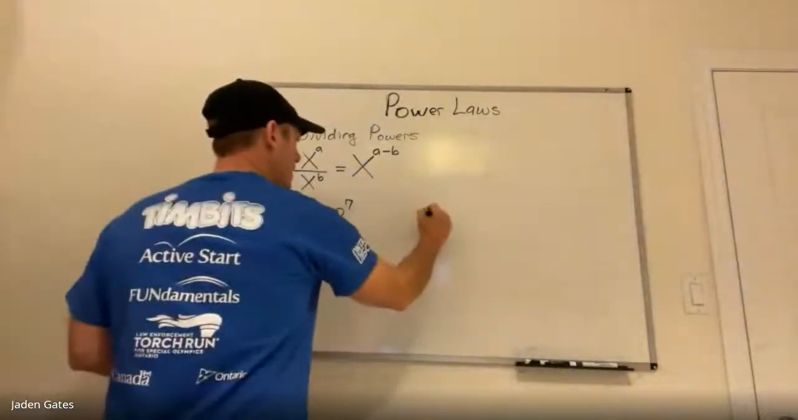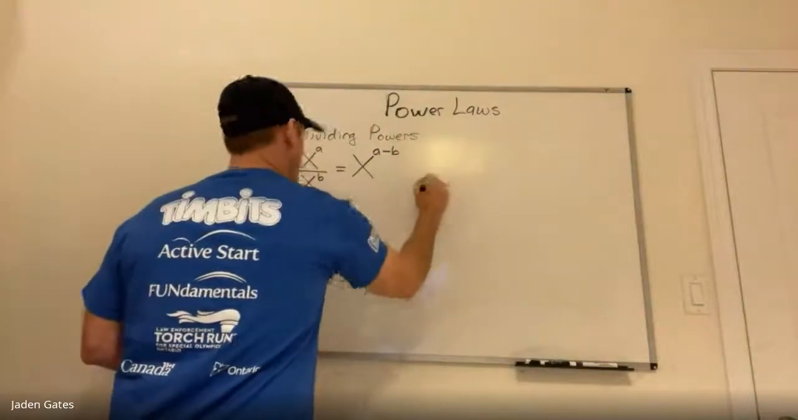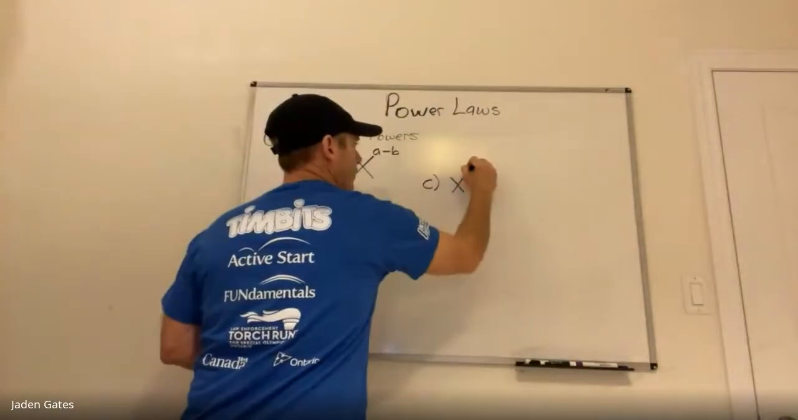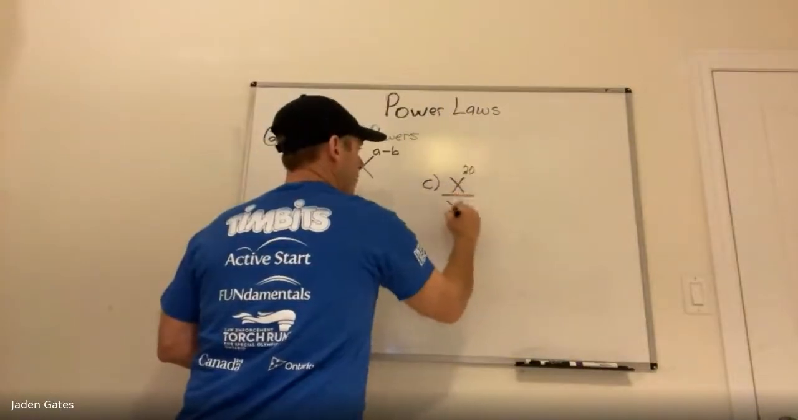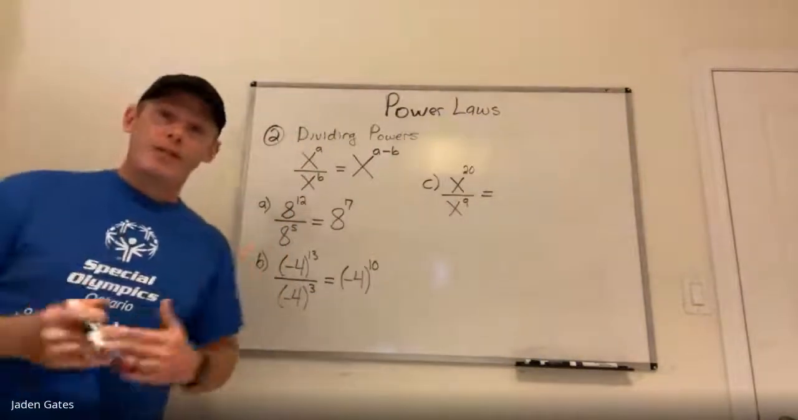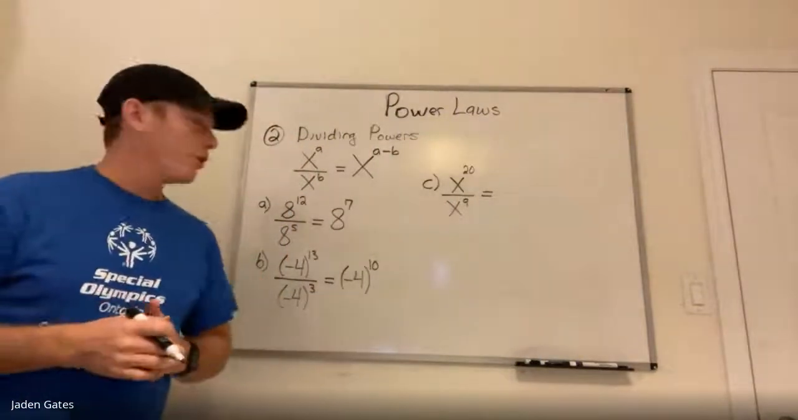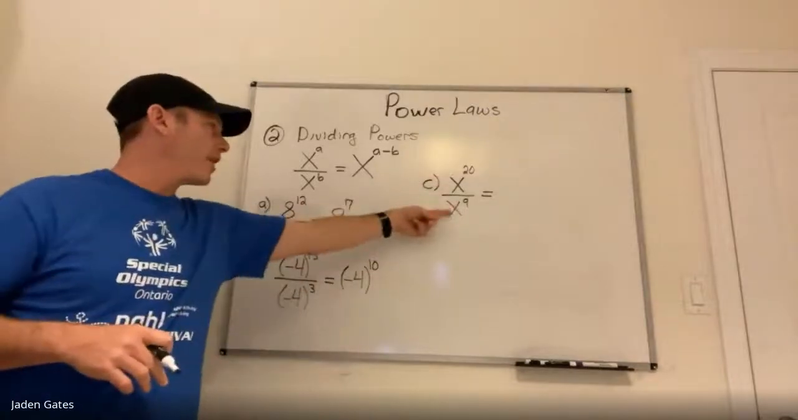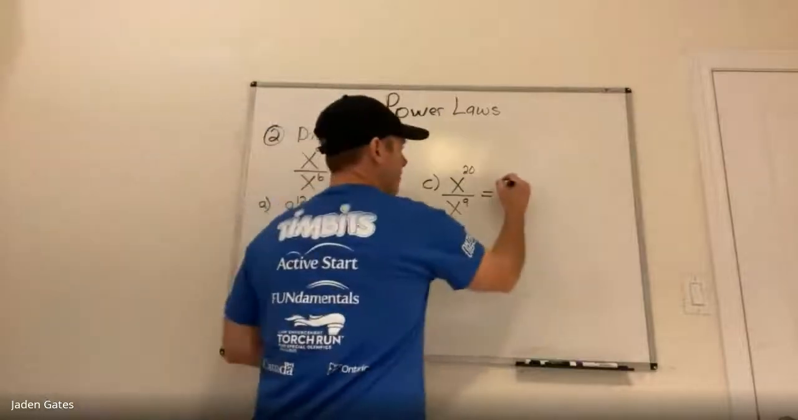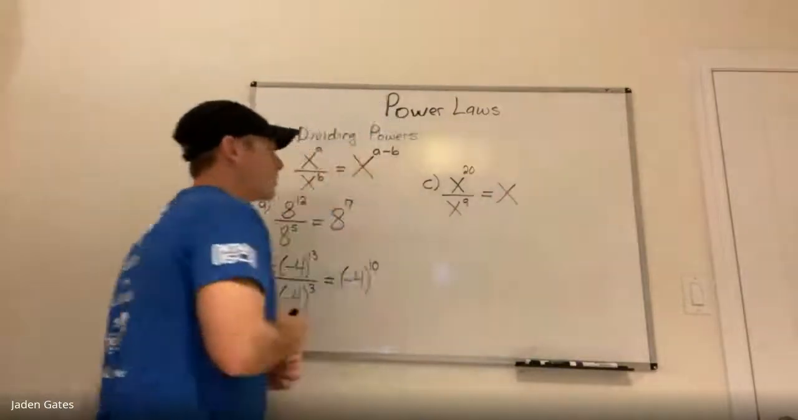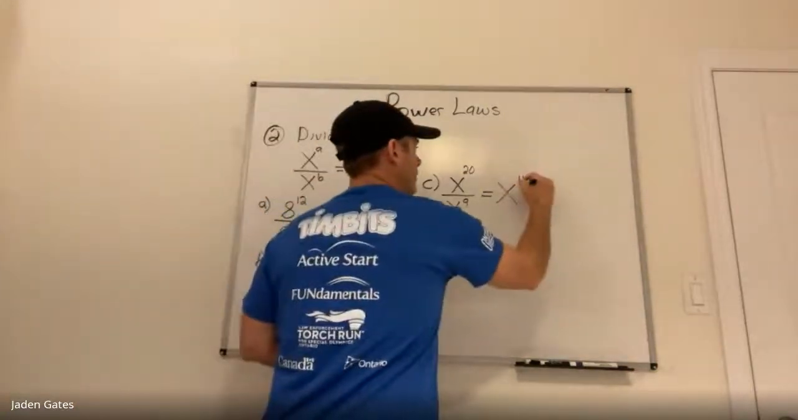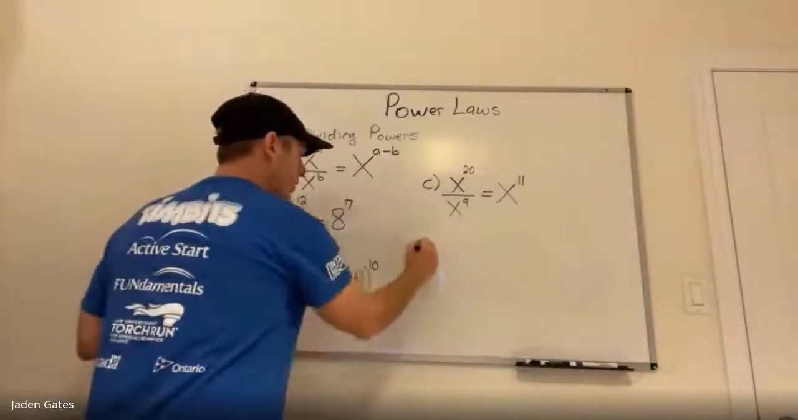All right. Let's see here. C. What do we got? X to the power of 20 divided by x to the power of 9. All right, again, I don't know what the base is, other than the fact that it's x. I don't numerically know what it is. But again, they both have an x for a base, which I need to happen. Again, I'm going to keep my base the same and subtract my exponents. So 20 minus 9 is 11.